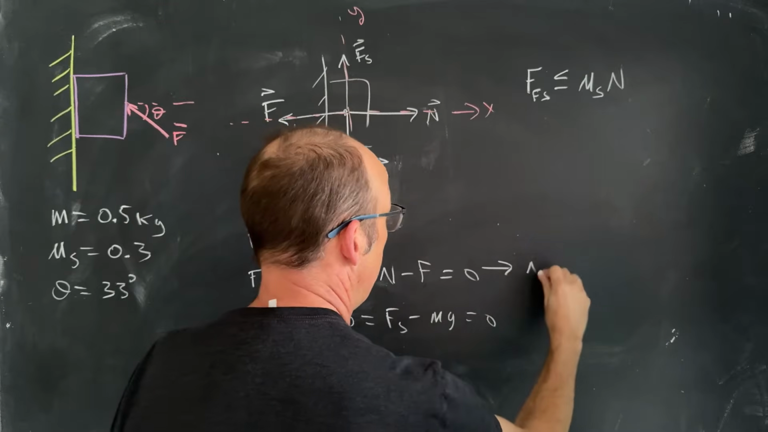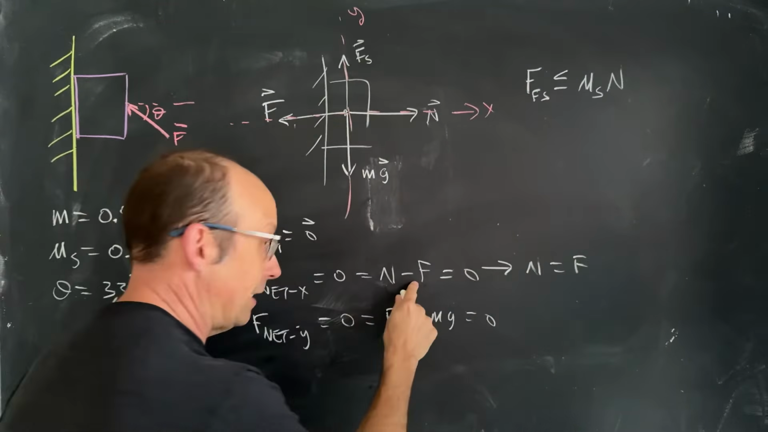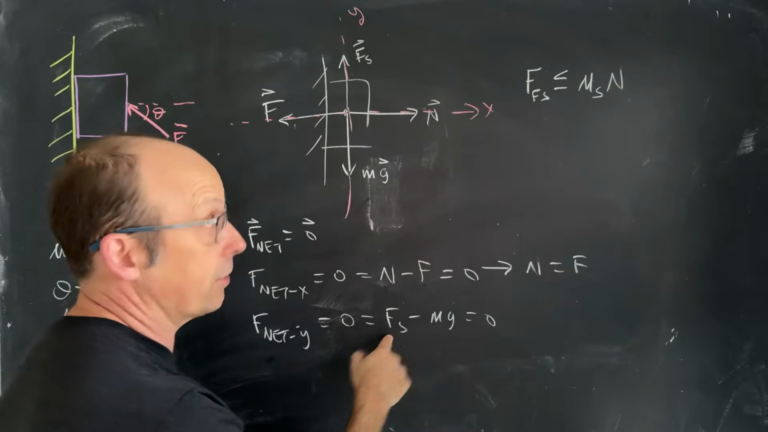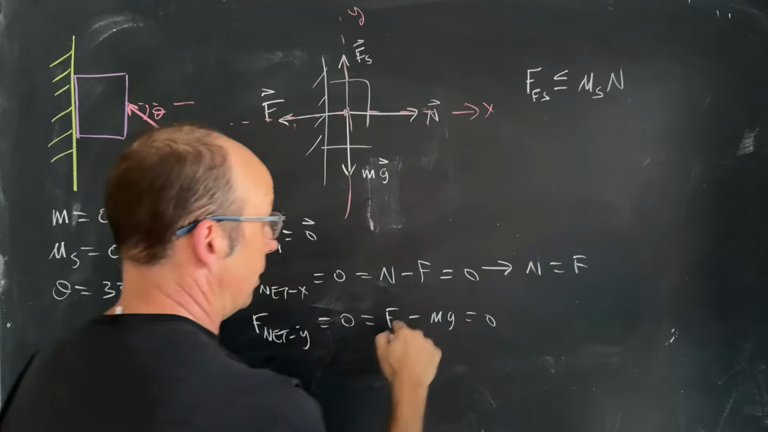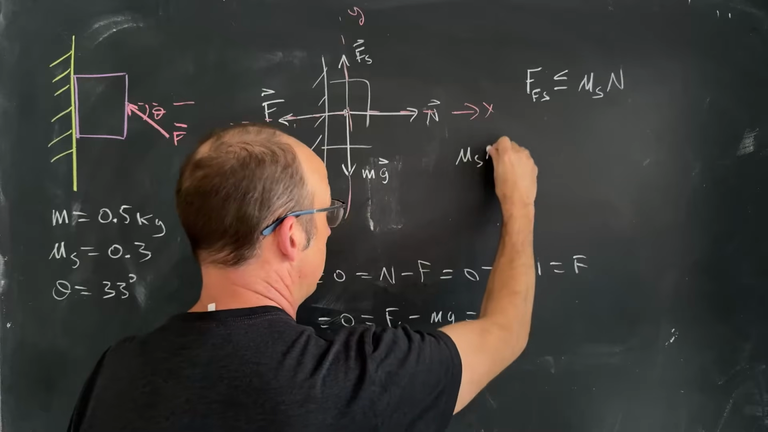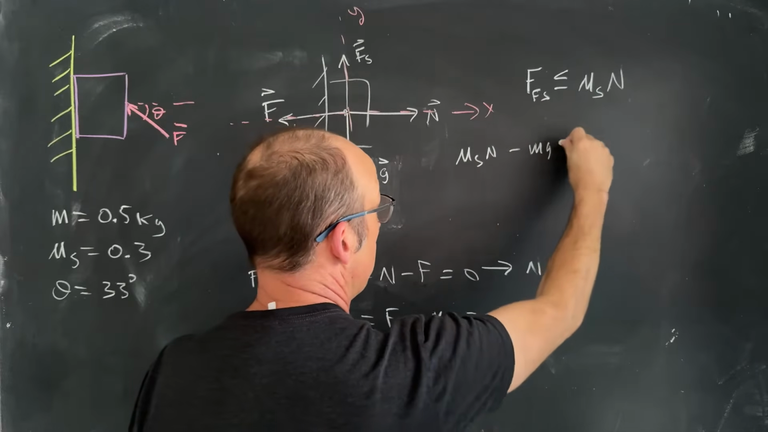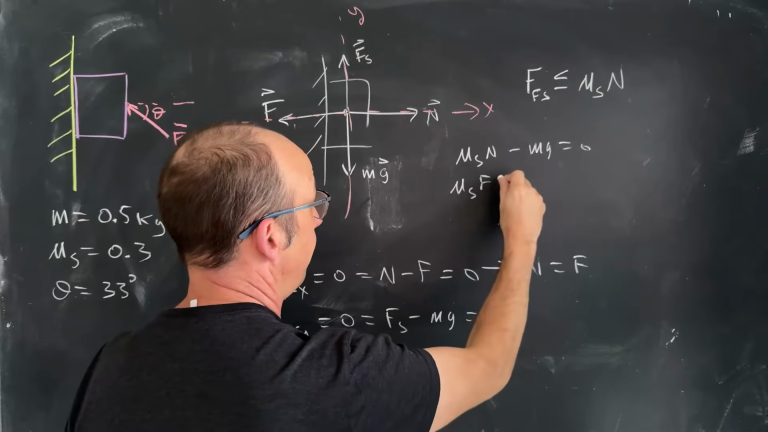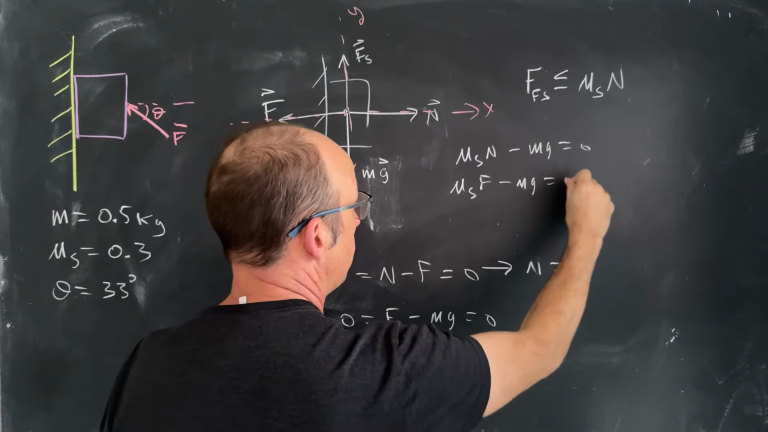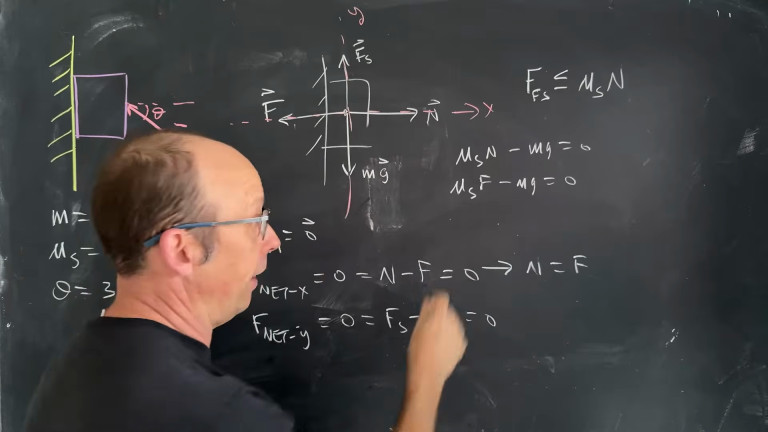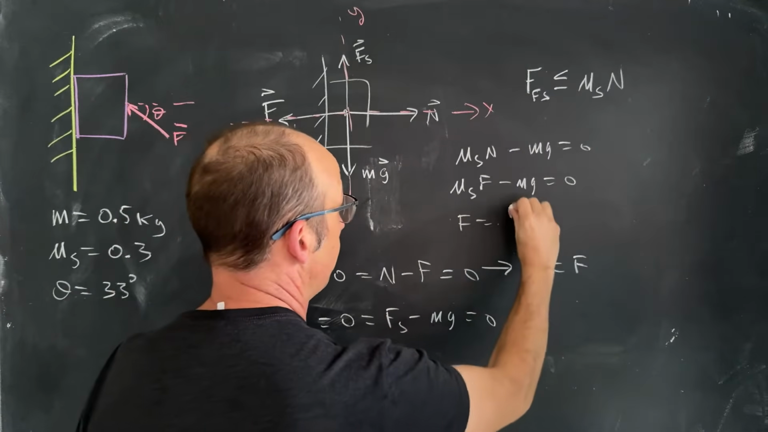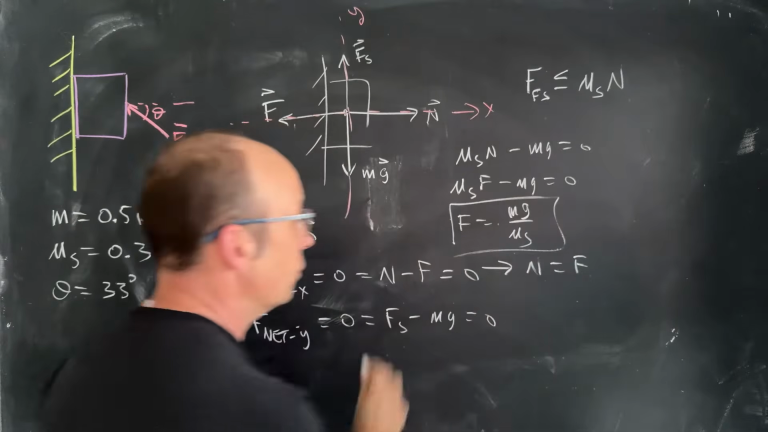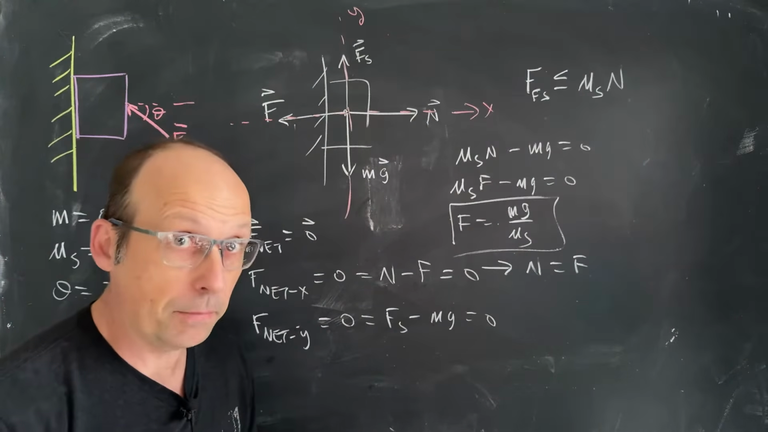This gives me n equals F, right? If I just add F to both sides. And here, instead of the static friction, I'm going to put in mu sub S times n. So I get mu sub S times n minus mg equals 0. And then I'm going to put this in, mu S F minus mg equals 0. That's pretty easy to solve for F. So I get F equals mg over mu S. So that's the minimum force I would need to push on the block.